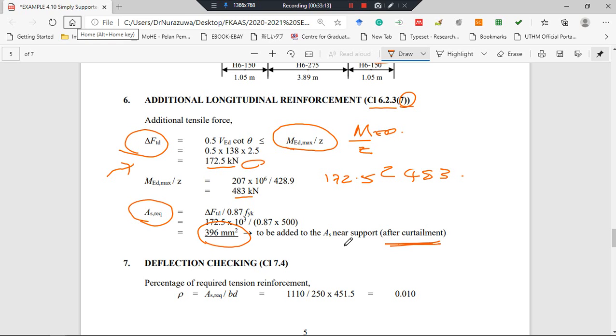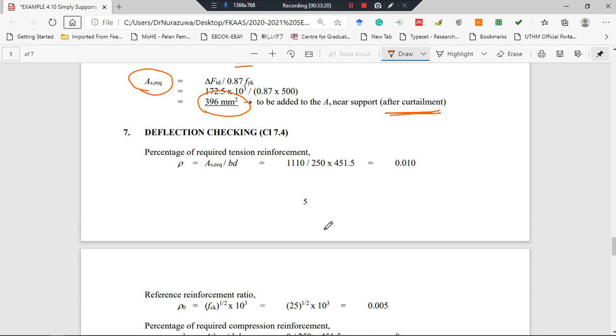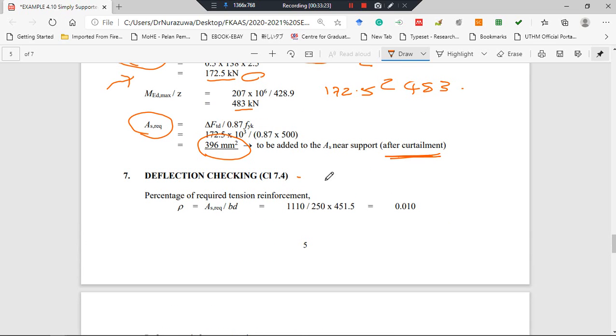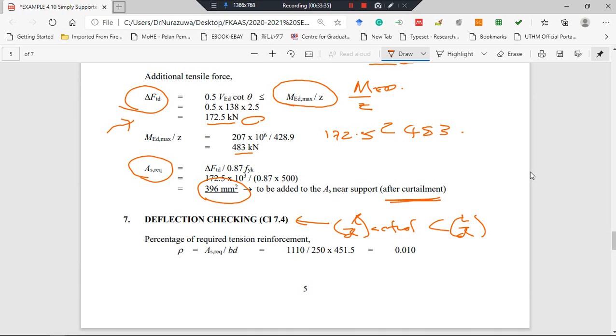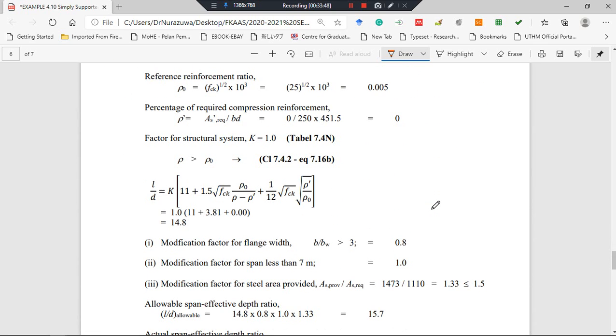So next is the deflection. Deflection is checking based on clause 7.4. Our checking for the deflection: L over D actual must be less than L over D allowable. This actual is due to the actual loading. So this is the equation.